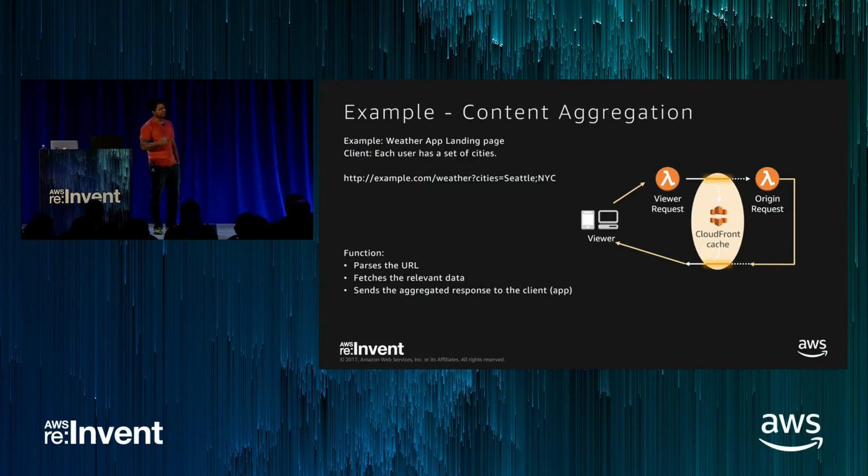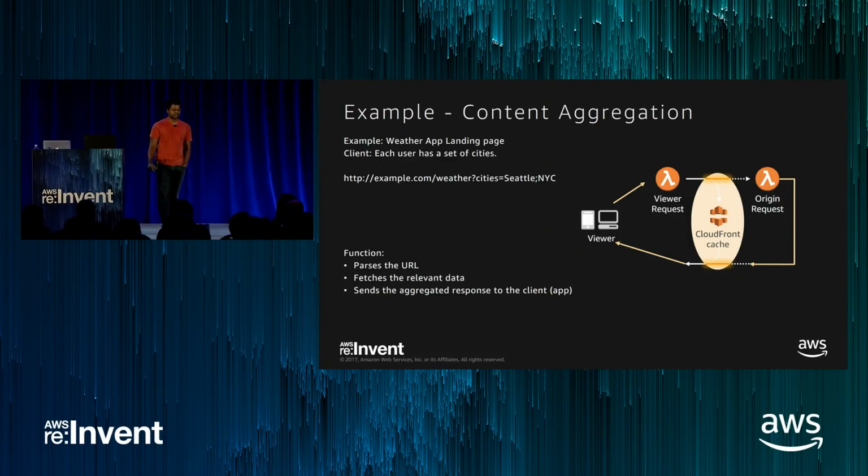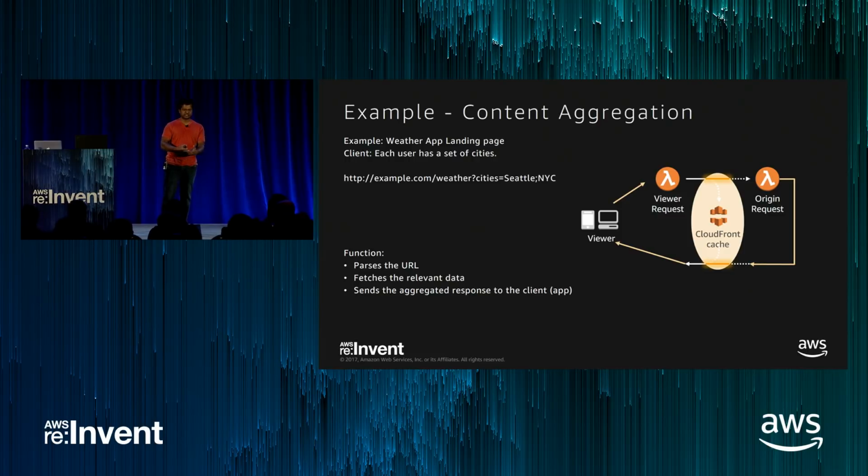Let's look at a little bit more involved use case where you want to aggregate some content. The particular example that I have picked is something we have some sample code for as a blueprint for a function. What we are doing in this example is, let's say this is the landing page for your weather app where you have a list of cities that you're interested in. All it displays is a summary of the weather for that day. And the list of cities for you may be different from the list of cities for me, and it varies, right? So the client would make a request with the list of cities in the URL.